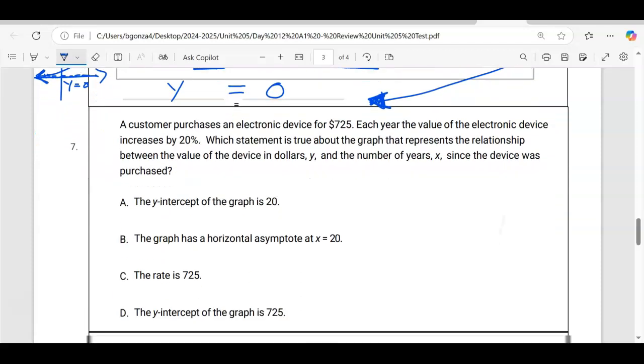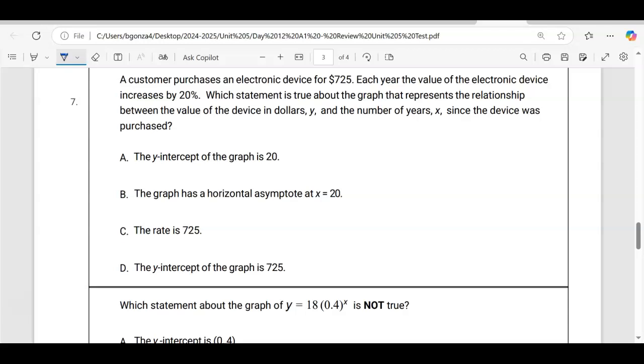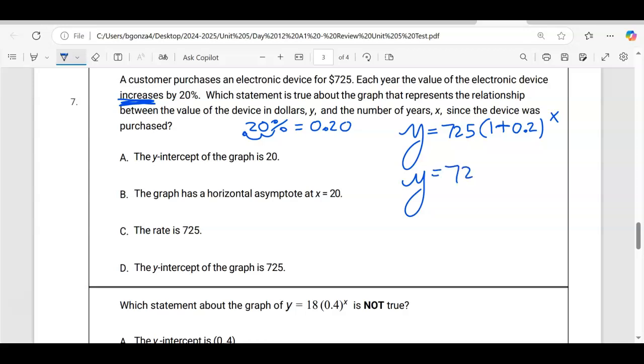Alrighty. A customer purchased an electronic device for $7.25. Each year the value of the electronic increased by 20%. So y equals 7.25. One increase is plus 20%. Do we know what that is? Move it two to the left: 0.2 to the power of x. And then if you do the math, 7.25, 1 plus 0.2 is 1.2 to the power of x.